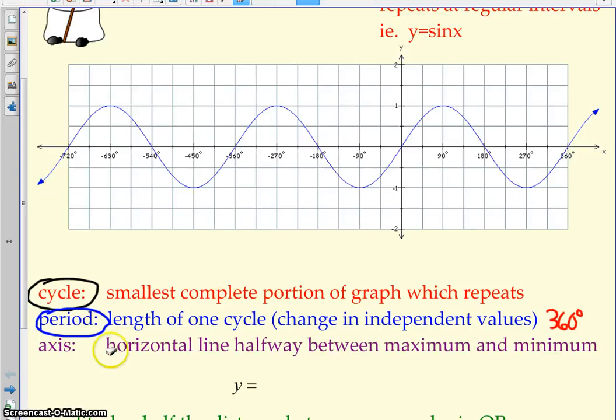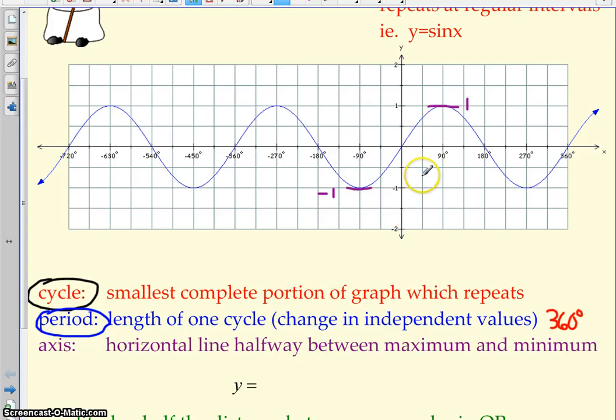Okay, so what I want to look for here to find my axis, again, it's a horizontal line that's halfway between my maximum and my minimum. So my maximum value here, the highest value the graph reaches, this particular one anyways, is 1. The smallest value my graph reaches is, well, there's lots of spots, so let's say I look at here, is at minus 1. So my axis would be the horizontal line halfway between the maximum and the minimum.